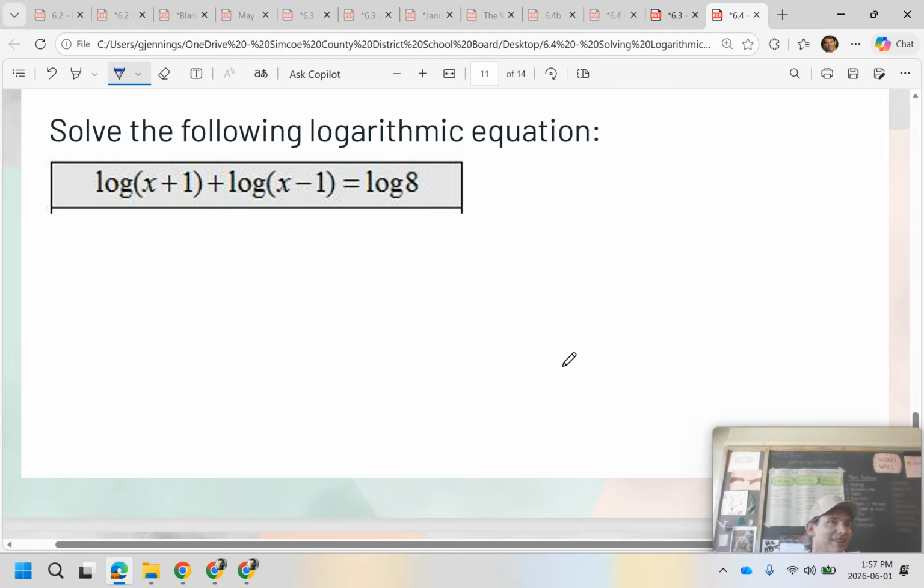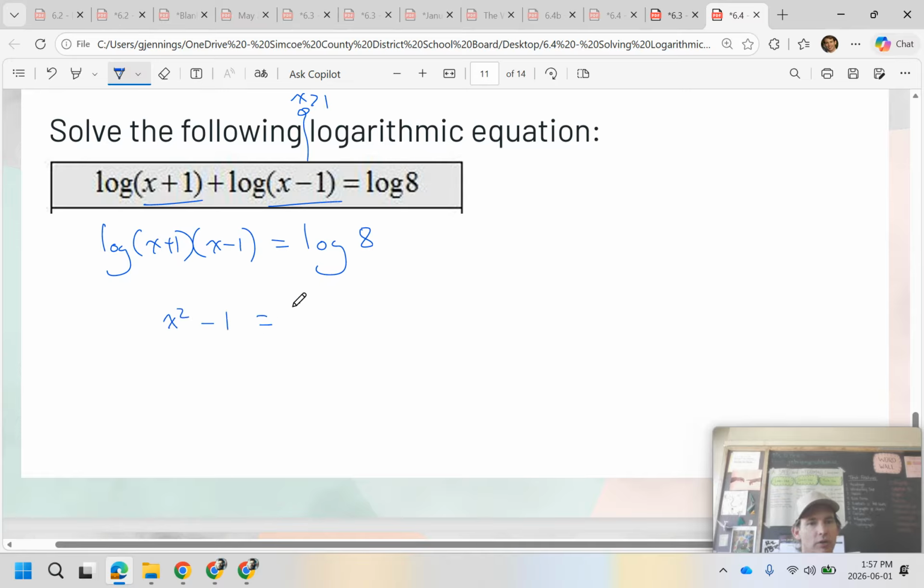Oh, yeah, it is. It's great. Yeah. So, right away, we know x must be greater than 1. Here, x is greater than 1, and then we just keep going. So, you said a difference of squares. I love it. We have 2 logs that are adding, so we multiply their arguments. X plus 1 times x minus 1 makes a difference of squares. That's log 8. Okay. This is to say x squared minus 1 equals 8.